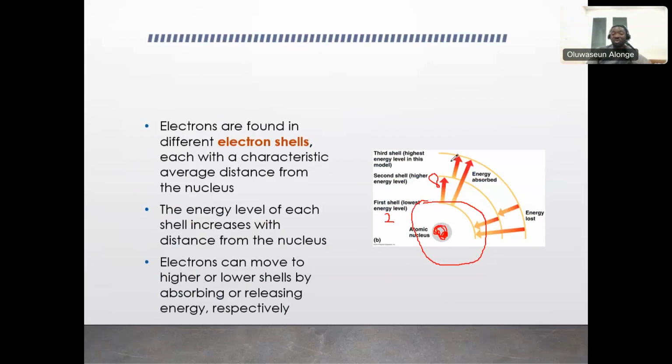So you see, electrons are found in different electron shells, each with a characteristic average distance from the nucleus. The energy level of each shell will increase with distance from the nucleus. Electrons can move to a higher or lower shell by absorbing or releasing energy respectively. As you can see here, these shells contain different capacities of electrons, and I'm going to talk about that as we go.